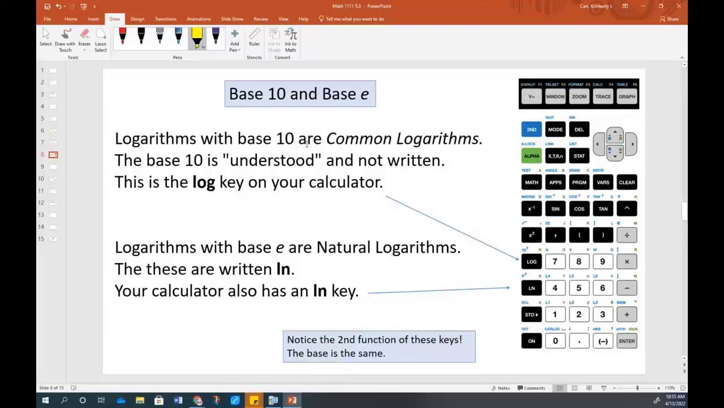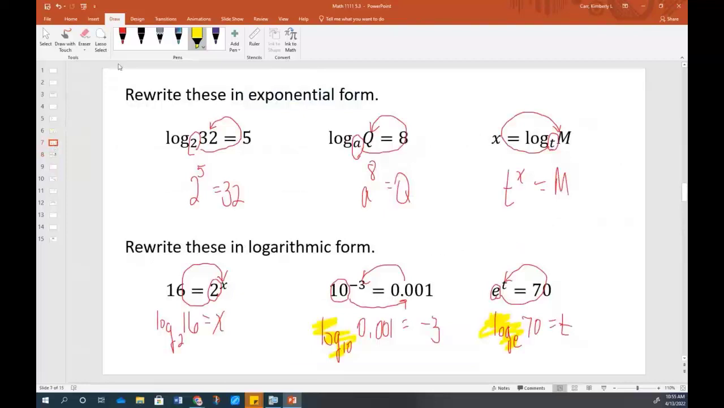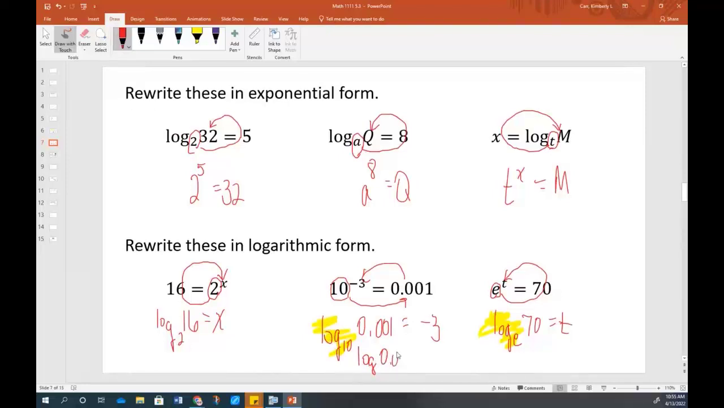Logarithms that are base 10 are called common logs. The base 10 is understood, and it's generally not written. So they're just going to write a log. So let me go back on that one for just a moment and say on this one, instead of writing log base 10, they would really just write log of 0.001 is -3. And if you don't see a number right here, it is understood to be 10.